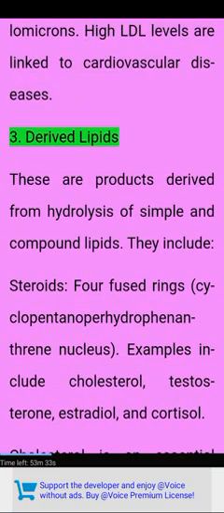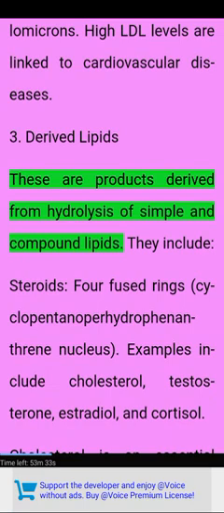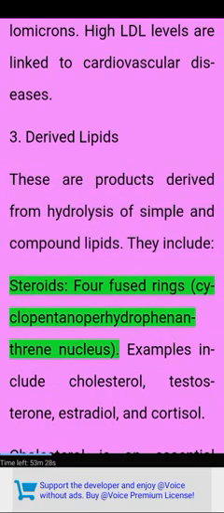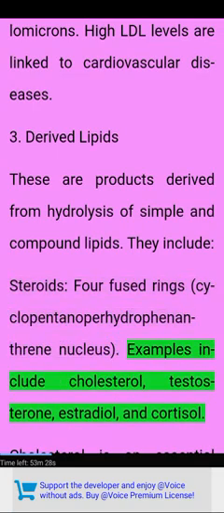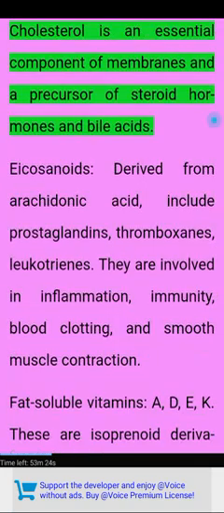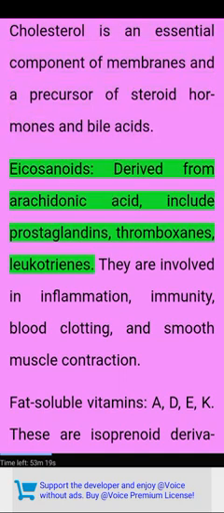3. Derived lipids. These are products derived from hydrolysis of simple and compound lipids. They include steroids, with 4 fused rings, the cyclopentanoperhydrophenanthrene nucleus. Examples include cholesterol, testosterone, estradiol, and cortisol. Cholesterol is an essential component of membranes and a precursor of steroid hormones and bile acids.